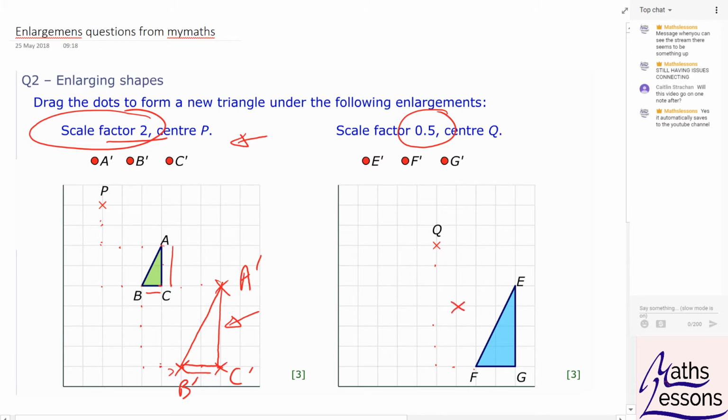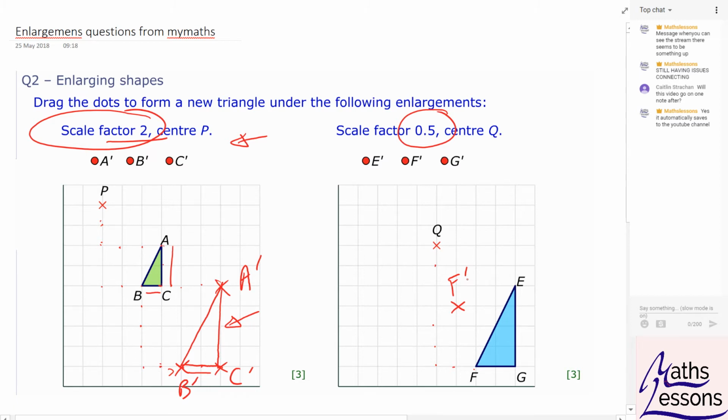And if you were to actually draw that, let's just draw a little line from there to there, you can see it's halfway along that line. We're halving the distance from Q to F. So therefore, that's going to be F dashed. And then we can do the same.